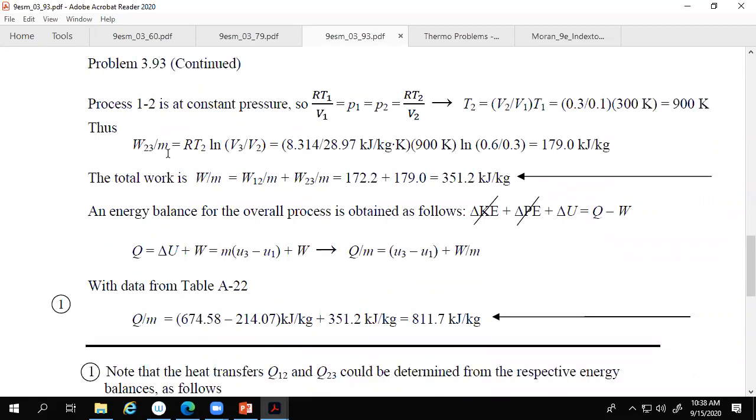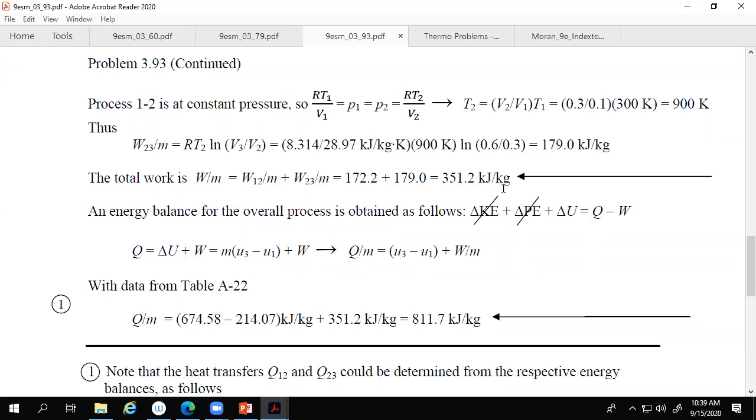So here I'm evaluating that work. RT2 ln, just plugging in the numbers. And he's already divided by the mass here. Yeah, because if you divide through by the M, then this will come out in kilojoules per kilogram. So once you plug the numbers, we get 179 kilojoules per kilogram. And so then the total work is the sum of these two numbers, 351.2 kilojoules per kilogram. So that's the work number that we're looking for, okay?